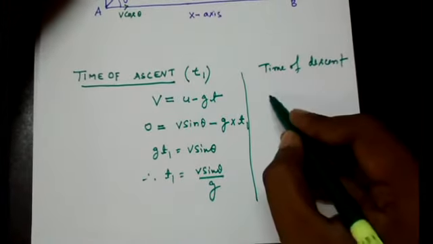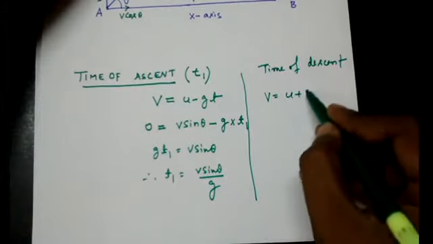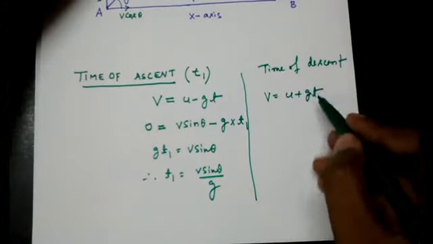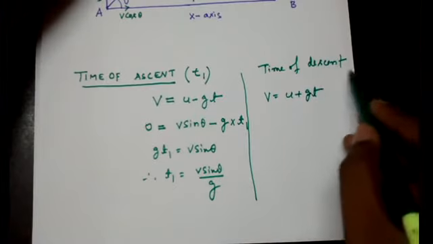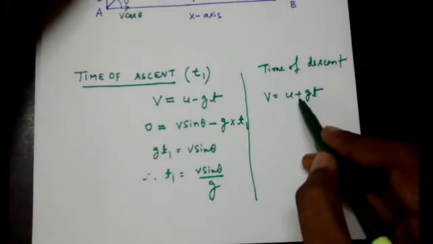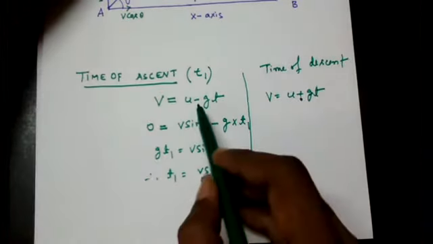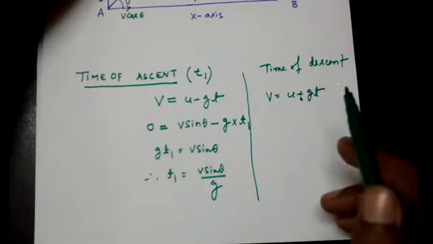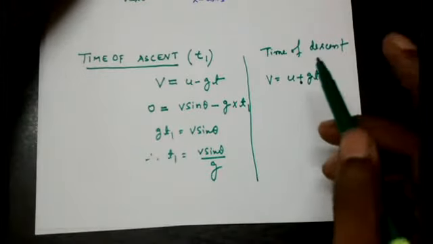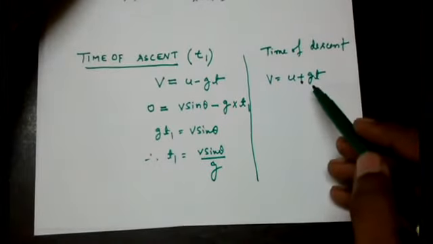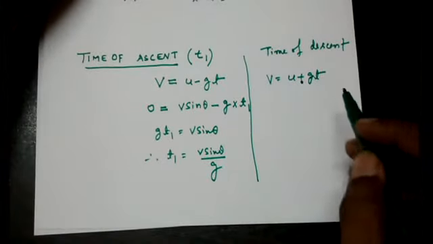Again we will use the formula v is equal to u plus gt. Here you are finding that for descent, that is for downward fall, we are using the plus sign, and for the upward motion we are using the minus sign. You should remember this, because g has a negative value in upward motion and g has a positive value in downward motion.